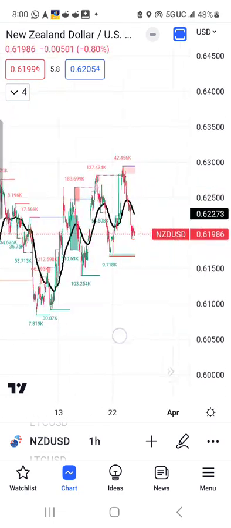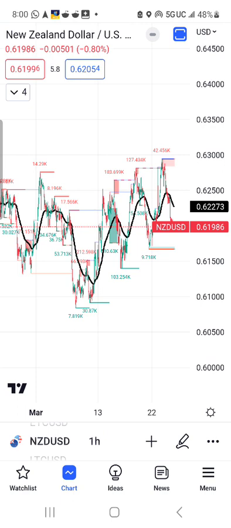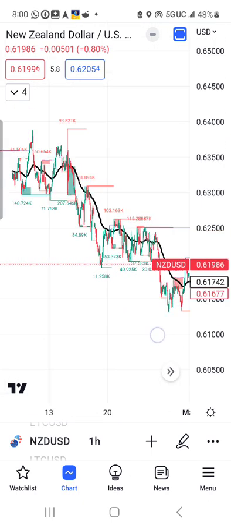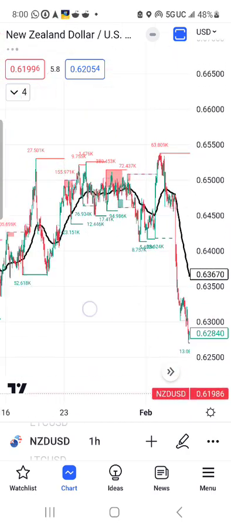So today I'm just going to be teaching you how to properly draw your trend line, how to draw the correct trend line, because I see a lot of people drawing trend lines the wrong way. If you draw your trend lines the wrong way, you're going to lose a lot of money. So you need to know how to draw your trend line. Very important.